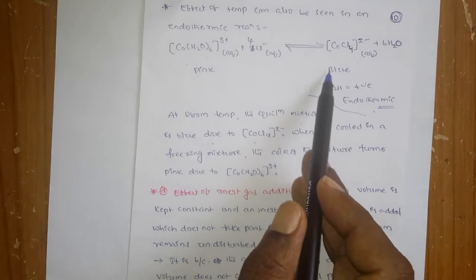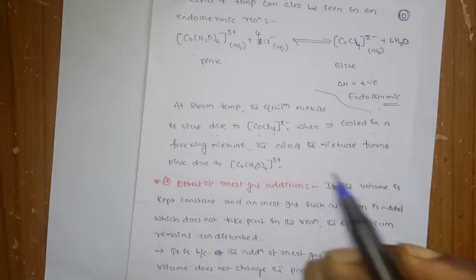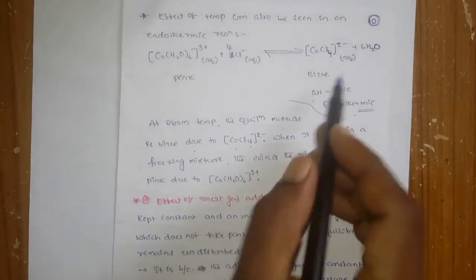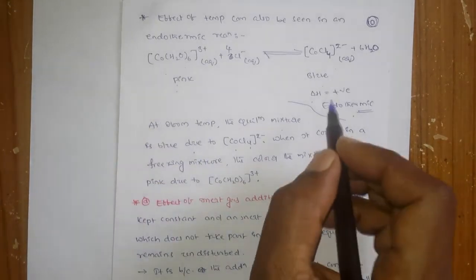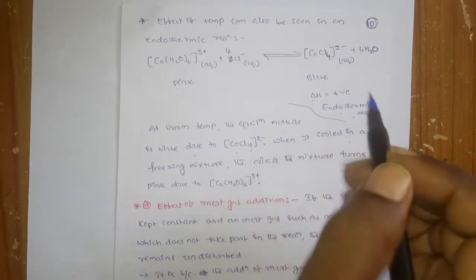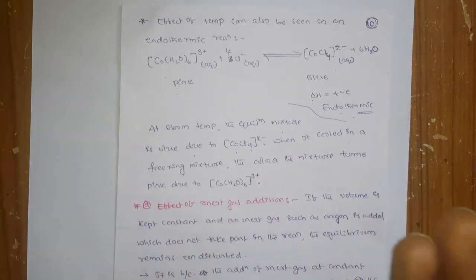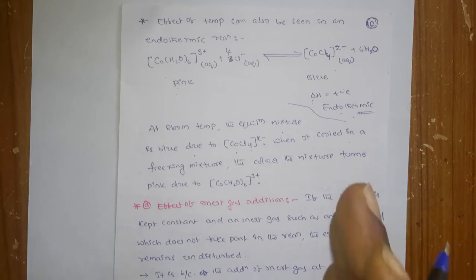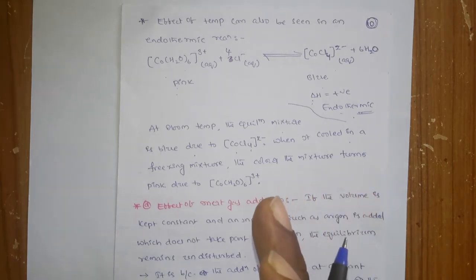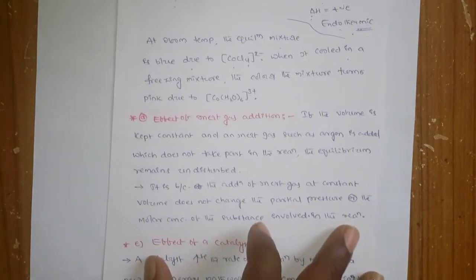At room temperature it is generally blue, and when it is cooled, when you decrease the temperature, what will happen? The blue color disappears and gives the pink color. Why? Because delta H is positive. For the endothermic reaction, when you increase the temperature, more reactants convert into the products, and when you decrease the temperature, more products convert into the reactants. Don't get confused, summarize all these things in a table so that you can understand very easily. So this is the effect of temperature on the equilibrium.